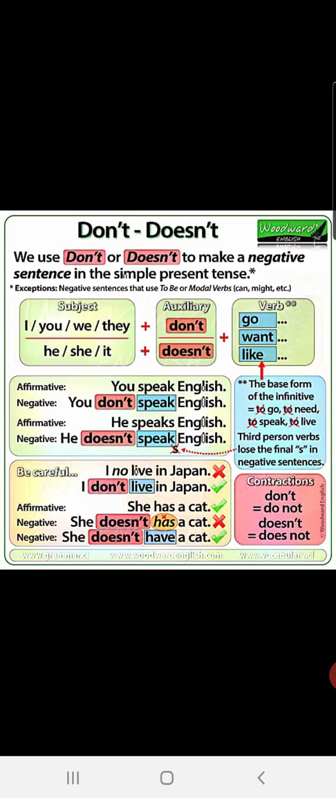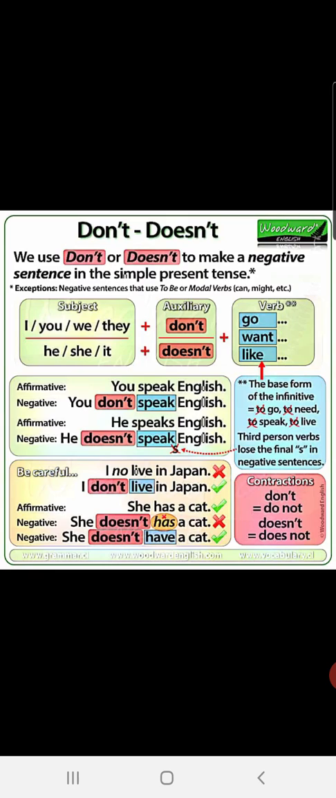Children, with I, you, we, they, we use don't or do not. Okay, plural subjects. With he, she, it, we use doesn't or does not. Okay, singular subject. So you speak English, you do not speak English, or you can say you don't speak English. He speaks English. Speaks is the verb which is in present tense. So we will see the subject. He is a singular subject. So he does not speak English, or you can also write it as he doesn't speak English. All right.